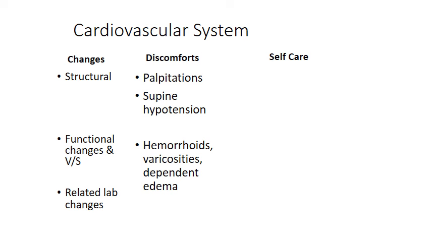Of course, they're going to complain of hemorrhoids and varicosities. Dependent edema is very common and normal. And some may say they feel palpitations. When they lay down, they complain of supine hypotension. That's more common in the third trimester, but it can occur early on in pregnancy. Many sources say cardiac output peaks at 32 weeks. Maternal position is even more important to cardiac output as the fetus continues to grow.